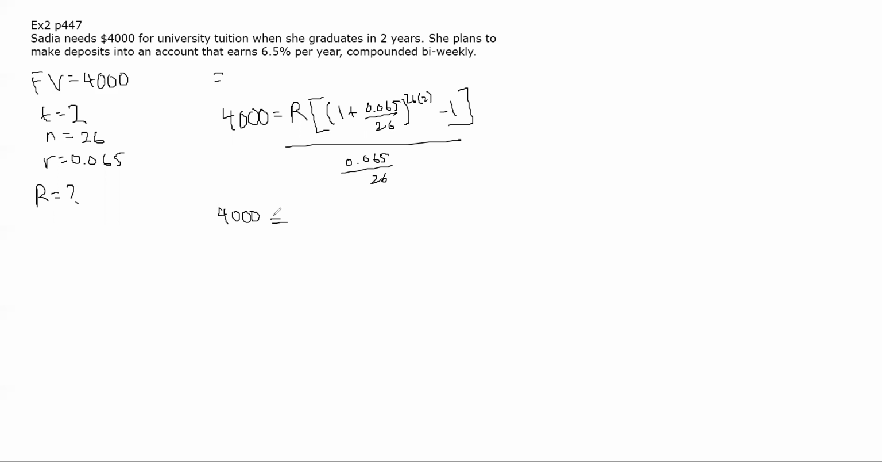Okay, that means my R is multiplied by that decimal, so I divide both sides by it. I got 72. Every 2 weeks, Sadia is going to deposit $72. In 2 years, she'll have $4,000. It's not a bad deal.